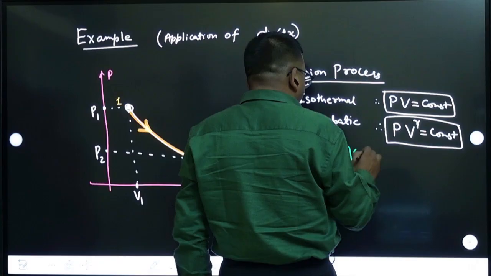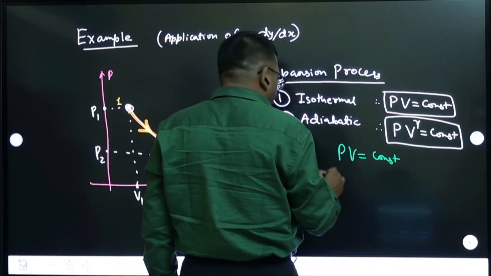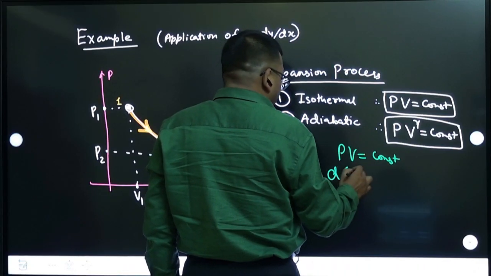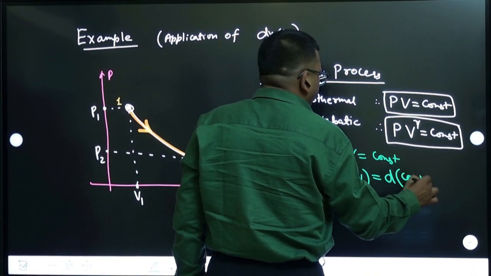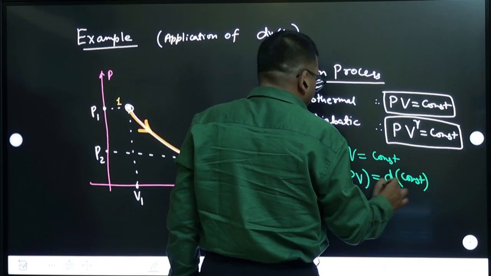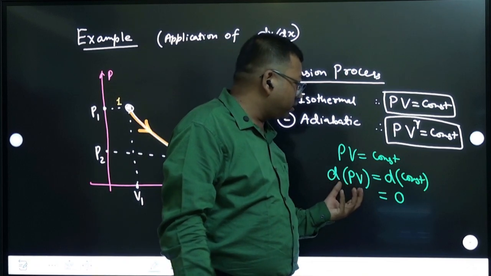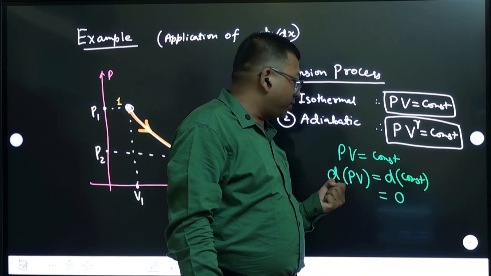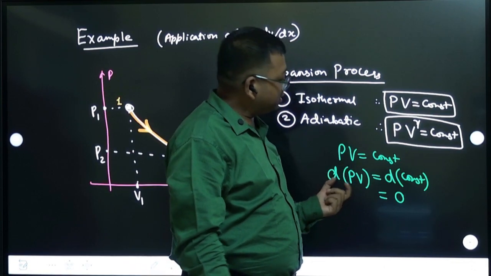PV is equal to constant. So I will differentiate, small d we will take, and the differentiation of a constant is anyway 0. Now d of PV. Some of you may wonder what this is. I have learned dy by dx, so where is dy by dx? I am taking just d of this.